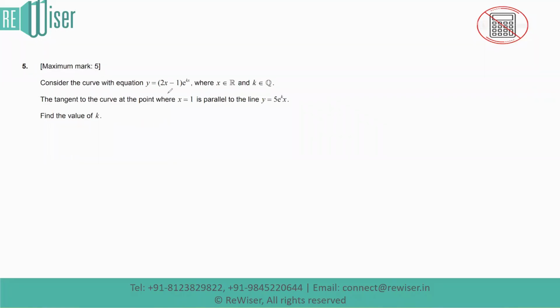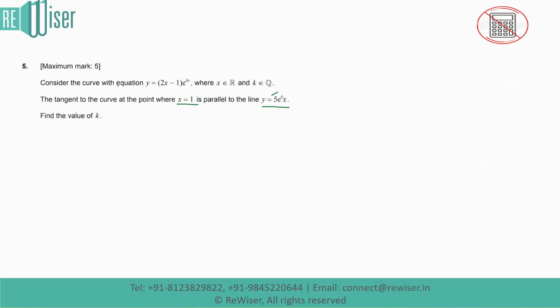Consider the curve with equation y = (2x − 1)e^(kx), where x is a real number and k is an integer. The tangent to the curve at the point x = 1 is parallel to this line. Find the value of k.